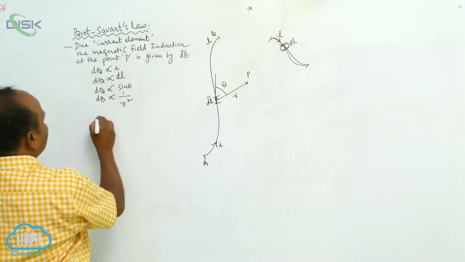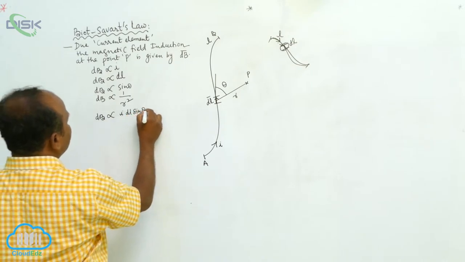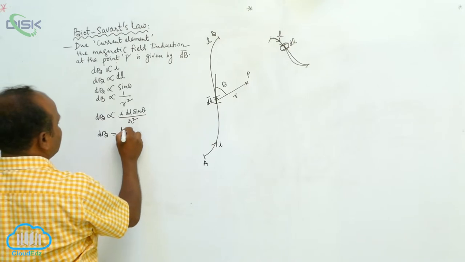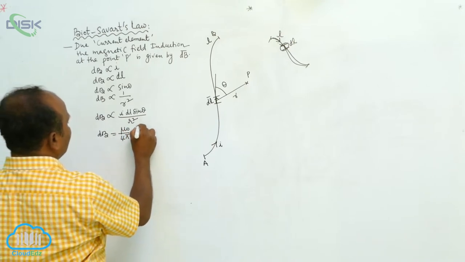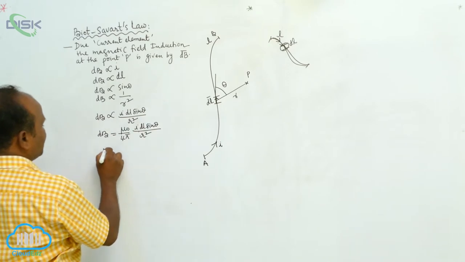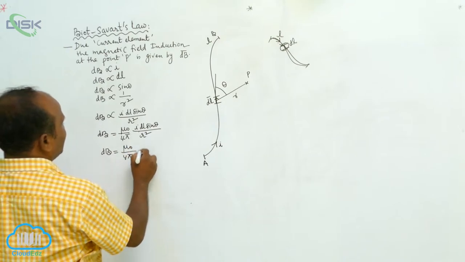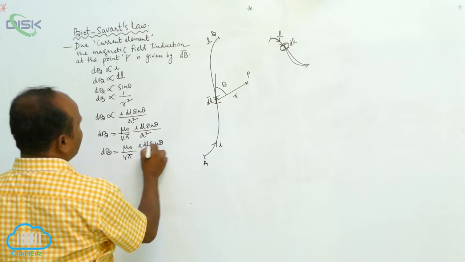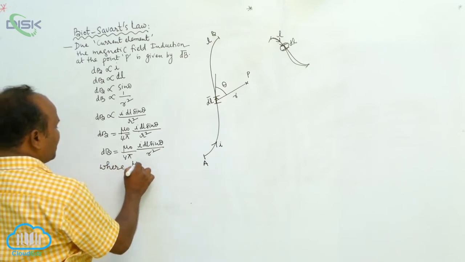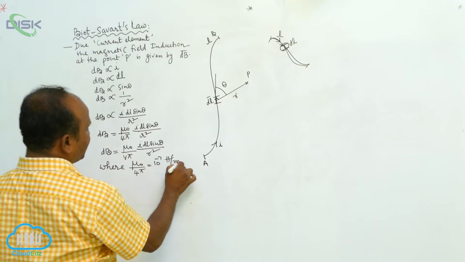On combining all, dB is directly proportional to I dl sin theta by r squared. That is, dB equals some constant mu naught by 4 pi into I dl sin theta by r squared. Therefore, dB equals mu naught by 4 pi into I dl sin theta by r squared, where mu naught by 4 pi is equal to 10 to the power of minus 7 Henry per meter.